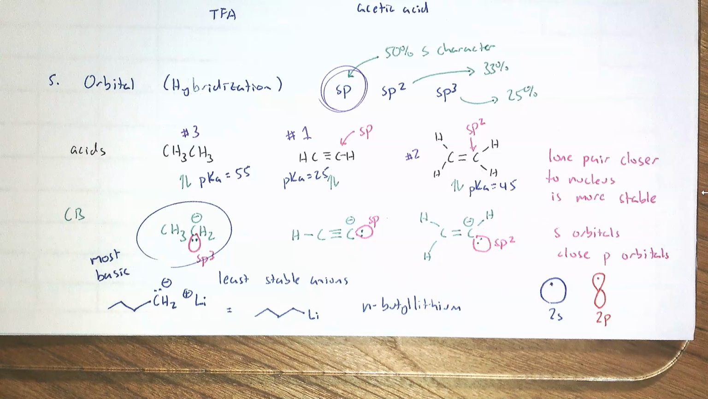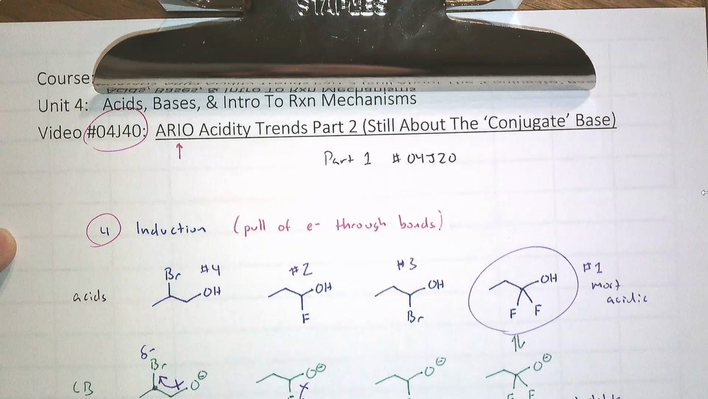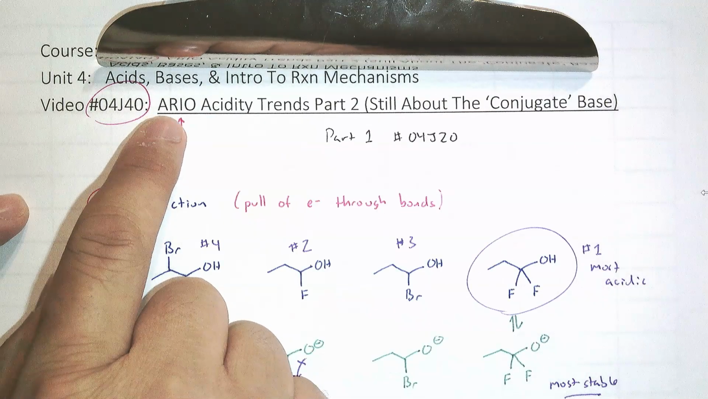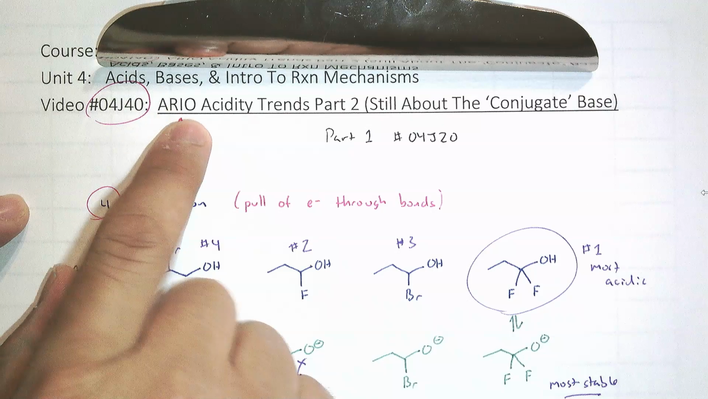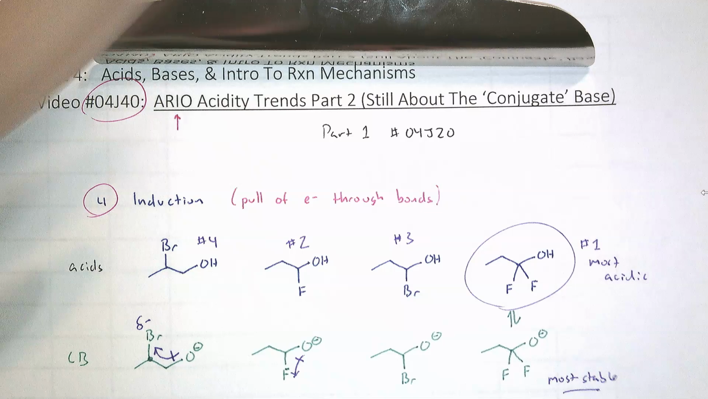Strongest base you'll ever see for most of you. That is 5. Atom electronegativity, atom size, resonance, induction, orbital. But I like to think of it as hybridization. That is ARIO.